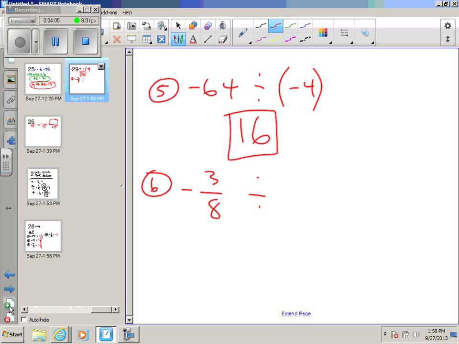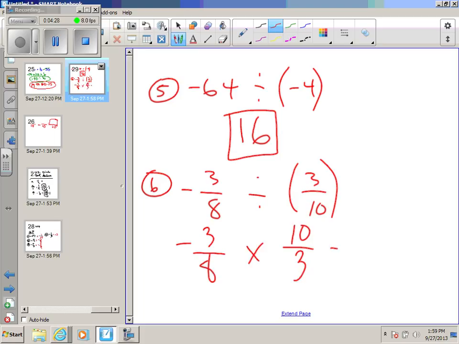Number 6, a negative 3/8 divided by the 3/10. When I divide with fractions, I need to make sure that I end up multiplying by the reciprocal. So my first fraction stays the way it is. If I'm going to multiply by the reciprocal, in this case, I'll multiply by the 10 over 3. Remember all that. 10 and 8 have 2 in common, right? So there's 4 2's there, 5 there. They each have a 3. Negative 5/4 equals negative 1 1/4.